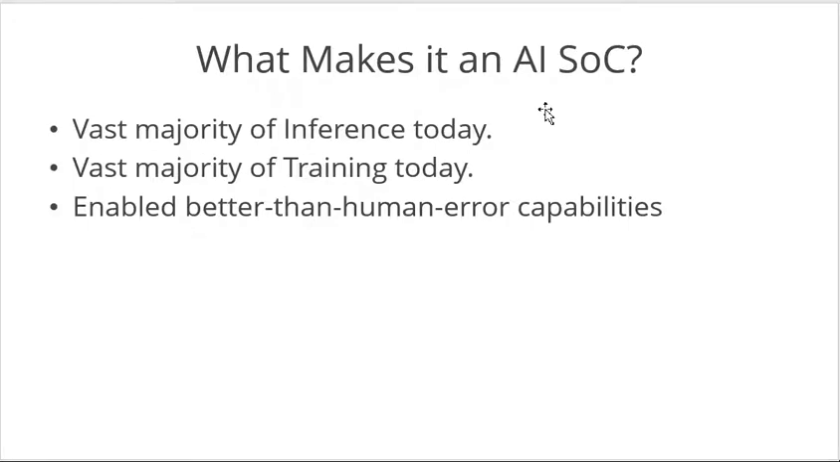So, what makes it an AI SoC? I mean to say, the vast majority of inferences in the signal and the communication domain as well, a vast majority of training activities which are happening, because as I told, it also mimics the human behavior. So the more training and the more data which it has to store, that also plays a part, it makes it an AI SoC. It's also enabled for better than human error capabilities as well.